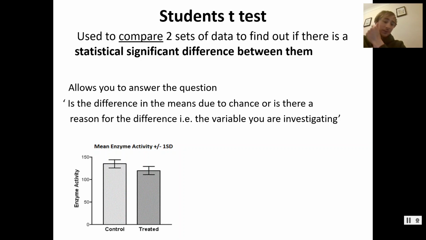Now, the t-test is a way of knowing whether there is a statistically significant difference between two pieces of data. So let's say I got 10 people from Britain and I got 10 people from Spain, and I measured their heights, and it turned out that the average height of the British people was 5'11", and the average height of the Spanish people is 6'1".